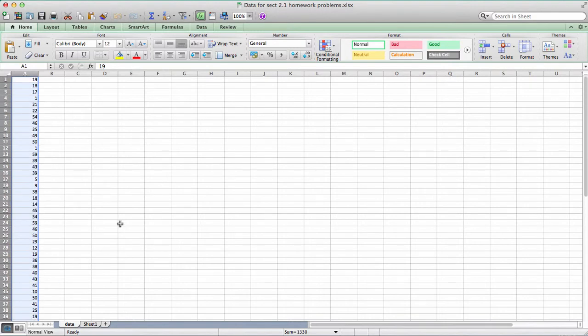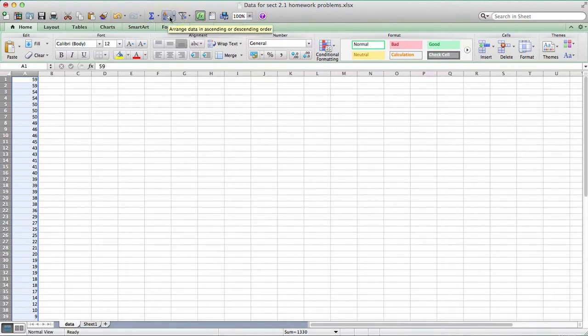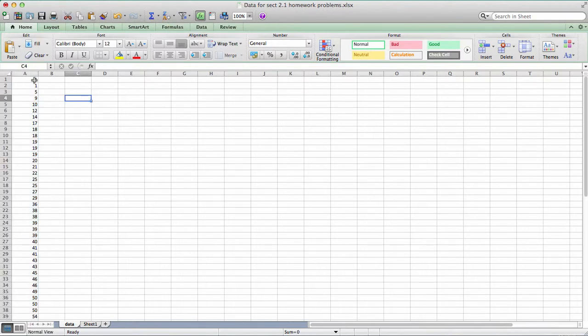Once you've got all the numbers written down, and notice there are 42 of them, so N, the number of data, equals 42. Once you've typed them all in, go up to the column heading where it says A, click on it so that it highlights all of it. Then go up to the sort button and sort it. I clicked on it, so it sorted from highest to lowest, but if you click it again, it'll order it from the lowest value to the highest. Notice the lowest value is 1, and if we scroll down, the highest value is 59.